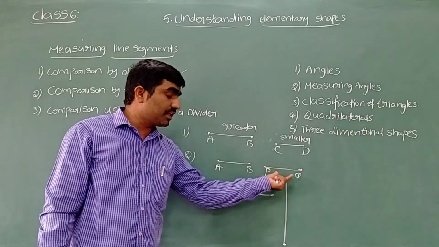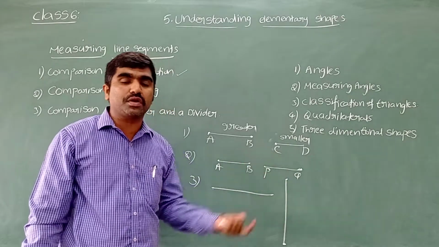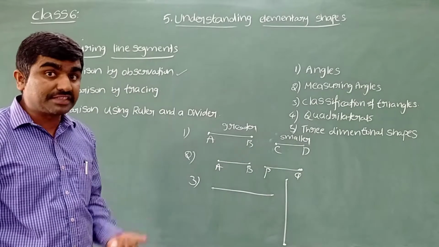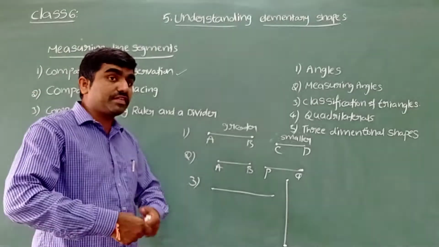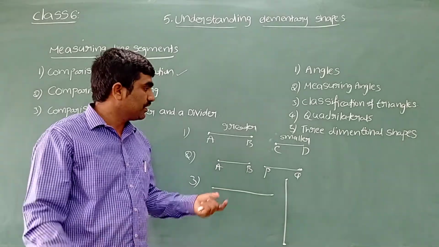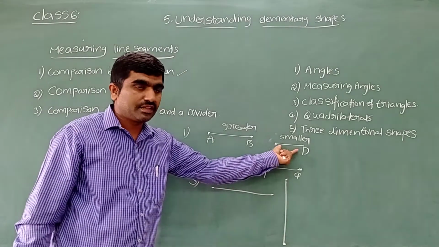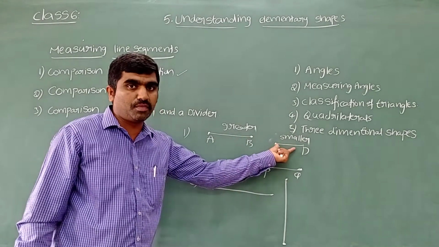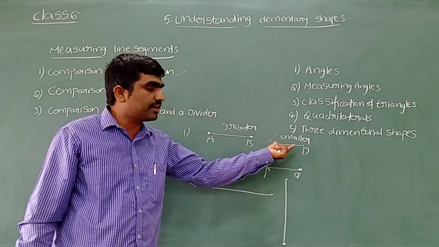By observing them, it's not possible to give the accurate, exact answer every time. We can say the answer correctly when the length has more difference, like A, B, C, D, when the difference between their lengths is more, so that we can easily say greater or smaller.